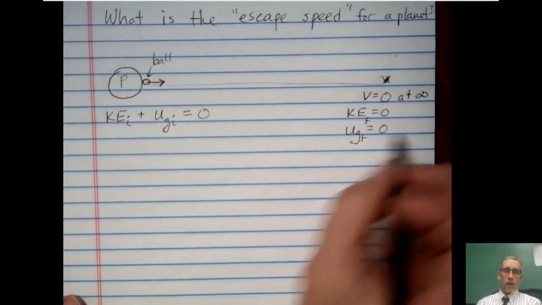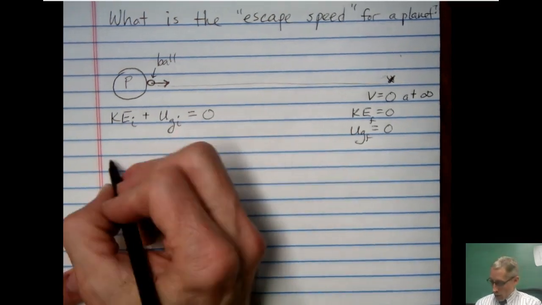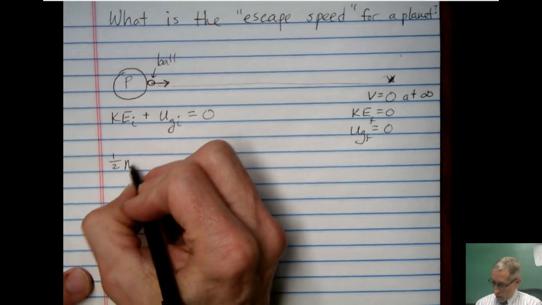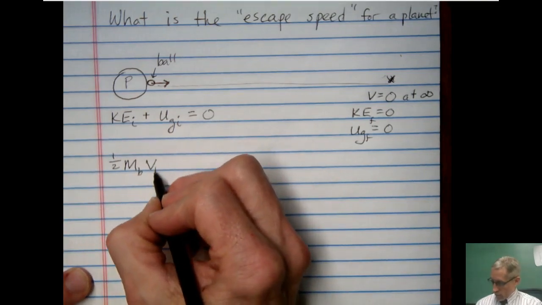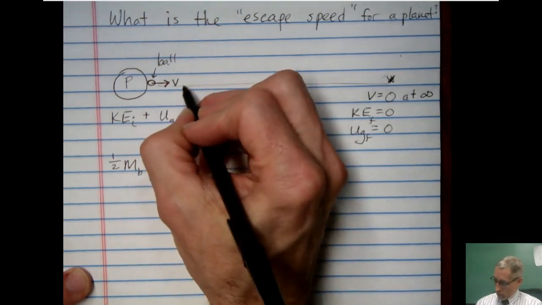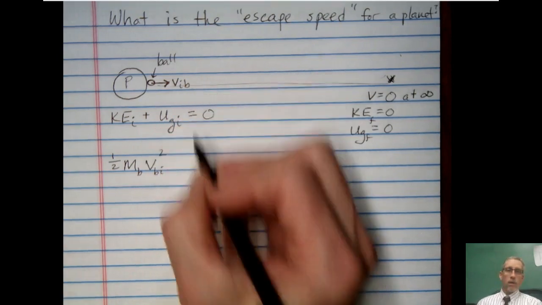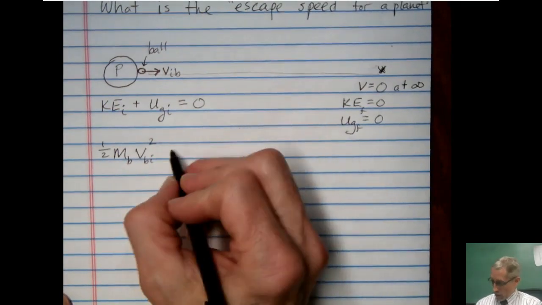Okay, so how do we write expressions for these? Well, my kinetic energy, we always write the same expression: 1/2 times the mass of the ball times the initial velocity of the ball squared. Okay, so we'll say this little velocity vector is the initial velocity of the ball.